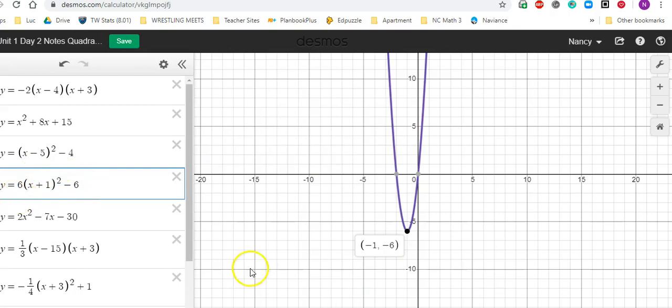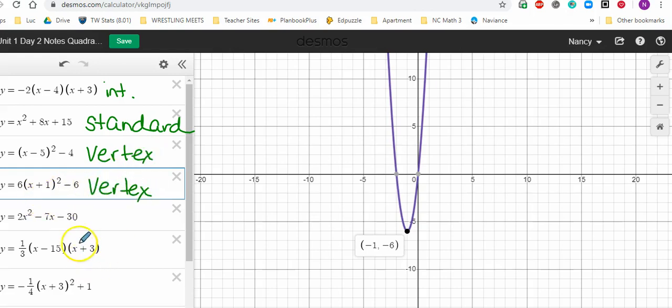So let me erase that. So let's look at these examples right here. And these are, again, in your chart. I just want to look at them and talk about what form they're in. So this one's in standard form. This first one up here is in intercept form or factored form. This one's standard. This one's going to be in vertex. This next one is also in vertex form. This one's standard form. And this one's in intercept or factored. And then the last one down here is in vertex form.